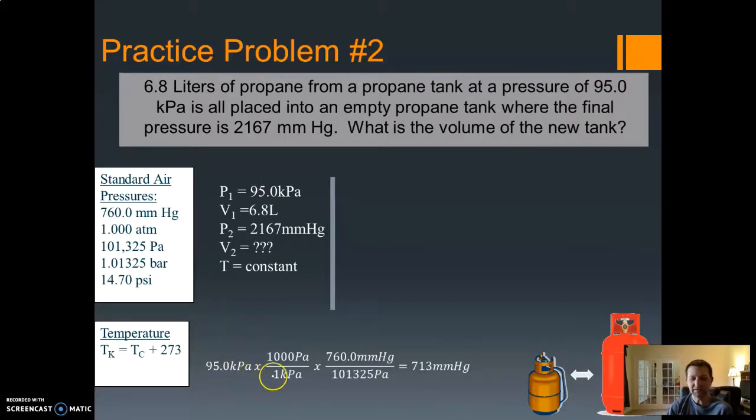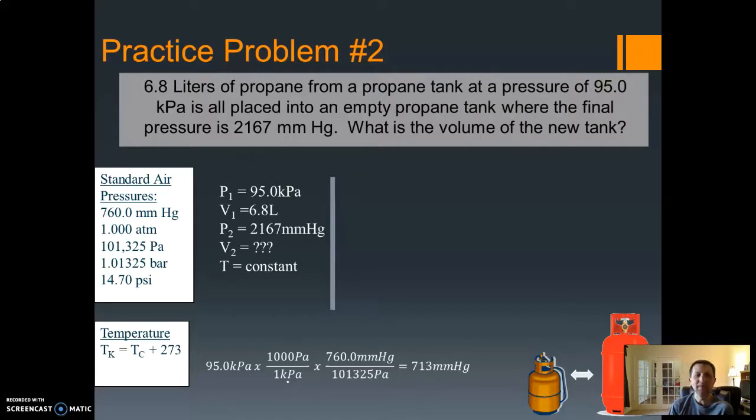95 kilopascals. I want to cancel out kilopascals and go to pascals. So 1,000 pascals in 1 kilopascal, just like there's 1,000 meters in a kilometer, right? 1,000 seconds in a kilosecond, right?